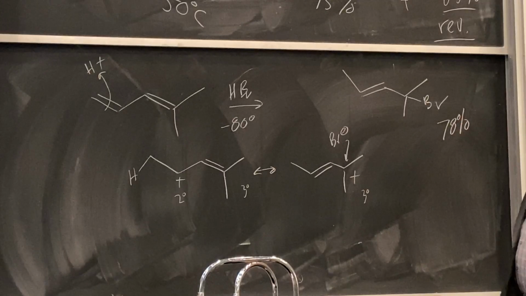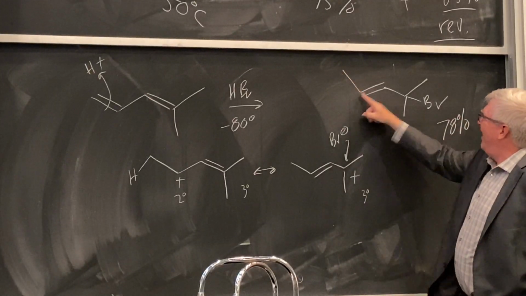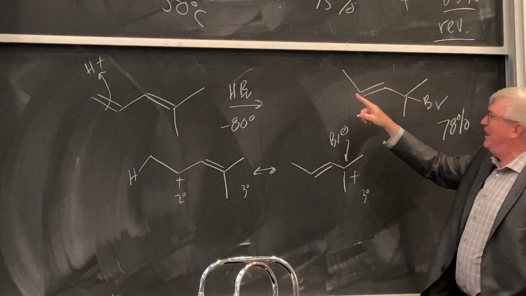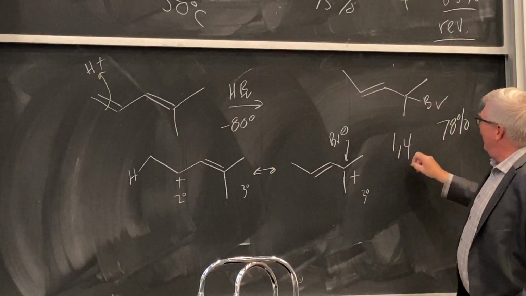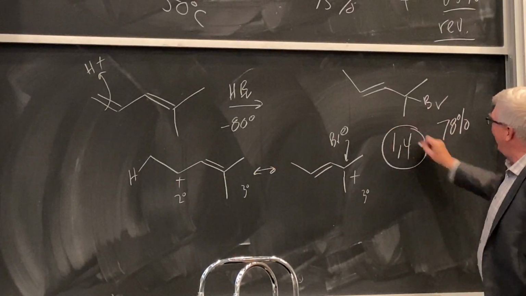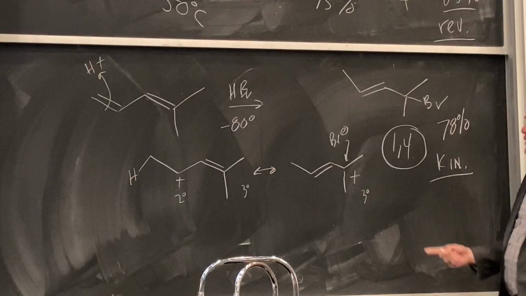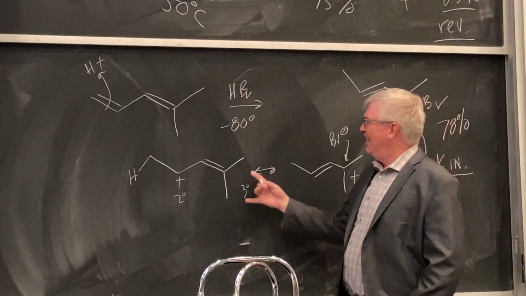And that's not the 1,2 product, right? Here we added here and then here. That's a 1,4 relationship. That's a 1,4 thing at low temperature. But indeed, for this substrate, that's the kinetic one now, okay? Why? Because the substitution pattern's different than the ones we've shown.